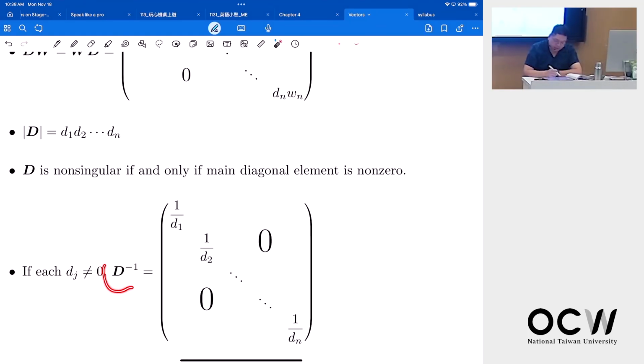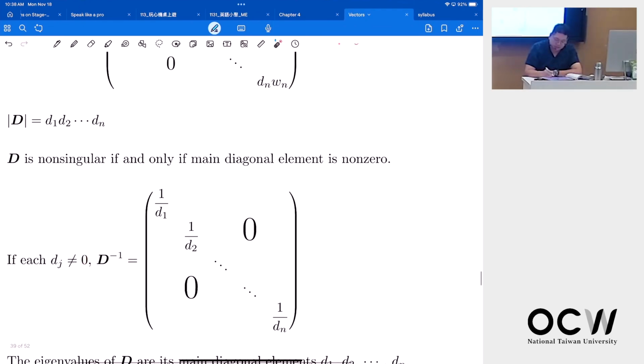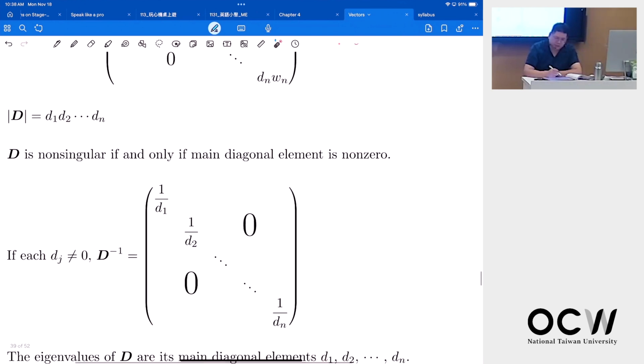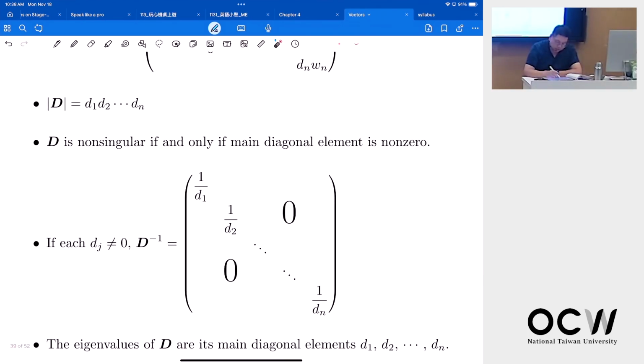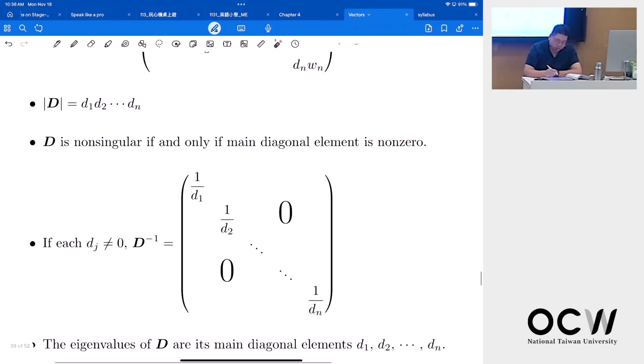What is the inverse? The inverse matrix is still a diagonal matrix. You see that the off-diagonal parts are all zeros. For the main diagonal part, they are just 1 over their value: 1 over D1, 1 over D2 to 1 over Dn. All right. So you also don't need to calculate the inverse because it's just the reciprocal of your value. Okay.